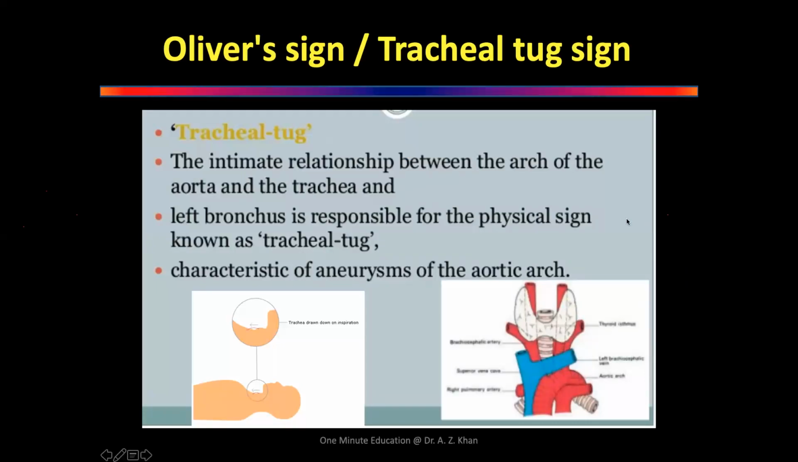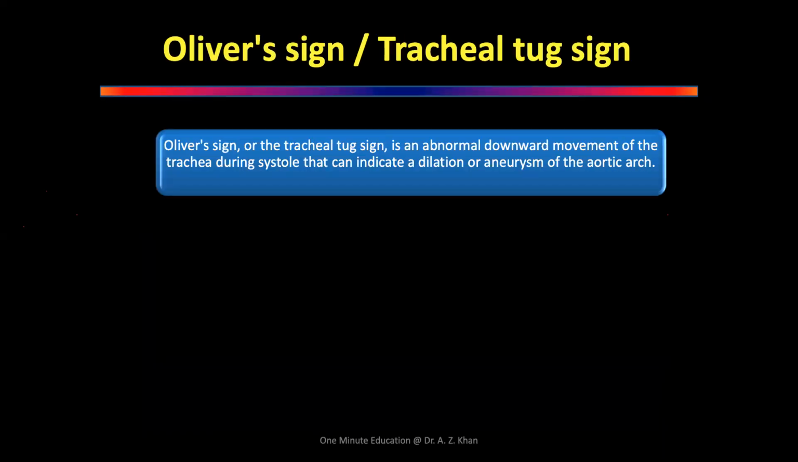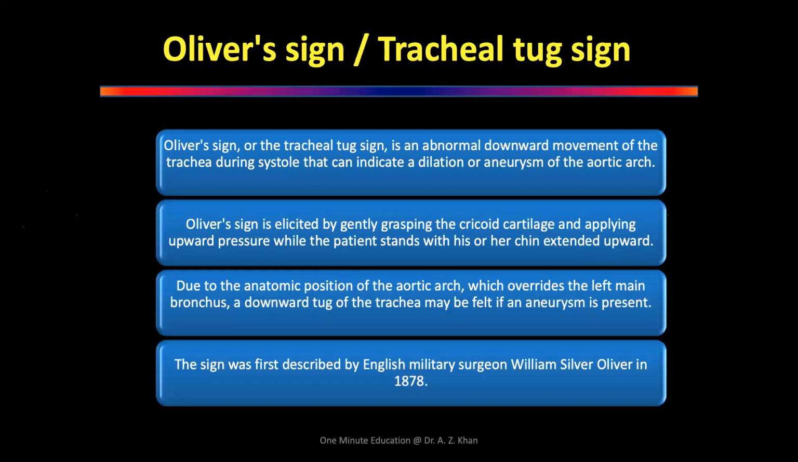Okay, that's called Oliver's sign. Tracheal tug or Oliver's sign is classically present in aortic aneurysm. Pulsation of the aorta is felt through the cricoid cartilage when the chin is elevated. That is Oliver's sign. So this is an abnormal movement of the trachea during systole that indicates dilatation or aneurysm of the aortic arch. So let's just go through it.